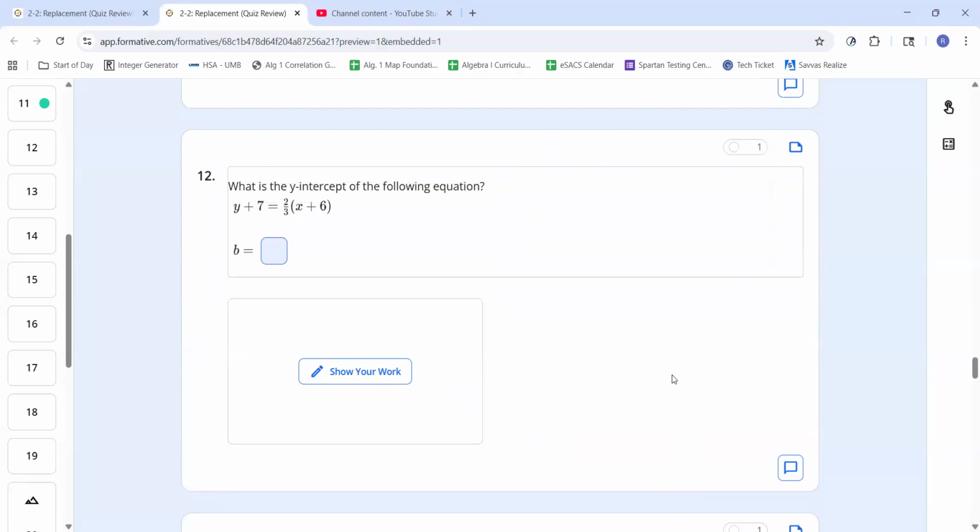All right, so this one involves a fraction, so I thought you might want to see this one. I'm going to distribute the 2/3. Y plus 7 equals 2/3 x. 2 times 6 is 12, 12 divided by 3. That's what I did there. Top times 6, 2 times 6, divided by 3. 12 divided by 3 is 4. And then I'm going to bring the 7 over, subtract it. I get y equals 2/3 x minus 3. So the y-intercept is -3.